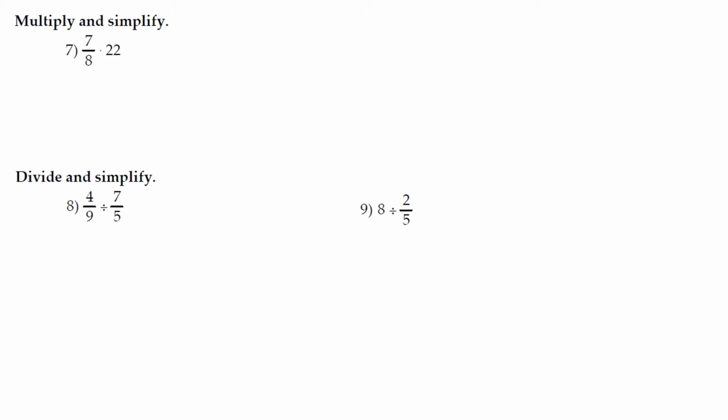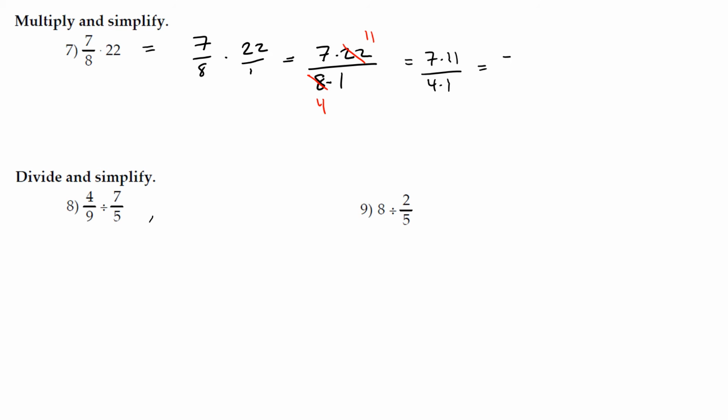Alright, multiply and simplify. So remember when we multiply fractions, we multiply straight across. But remember that whole numbers can be rewritten as fractions, right, over 1. So 7 over 8 times 22 over 1. Multiply straight across, so 7 times 22 over 8 times 1. And we see that 22 and 8 both share a factor of 2. So 22 divided by 2 is 11. 8 divided by 2 is 4. So this is going to give me 7 times 11 over 4 times 1, which is 77 over 4.